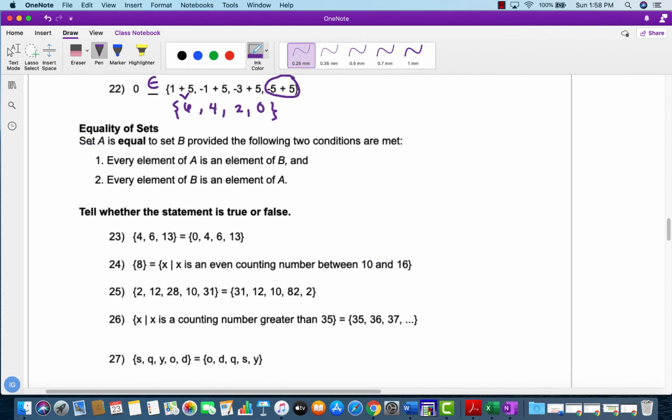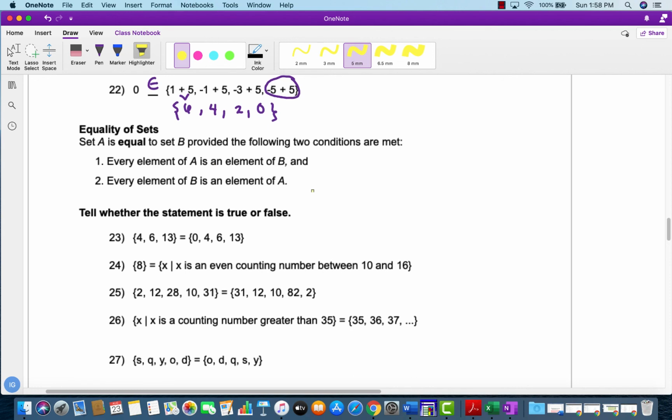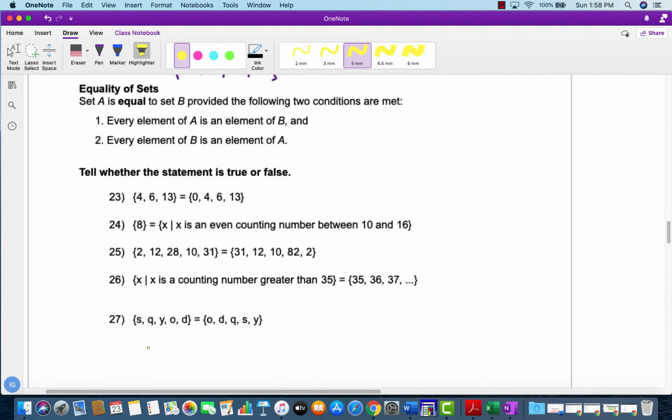Now we're going to go over equality of sets. In this case, a set A is equal to a set B, provided the following 2 conditions hold. Number 1, every element of A is an element of B. And number 2, every element of B is an element of A. That means pretty much they have to be identical in order to be equivalent or equal. So on the following 5 questions, we have to determine if it's true or not. Are they equal or not, basically?